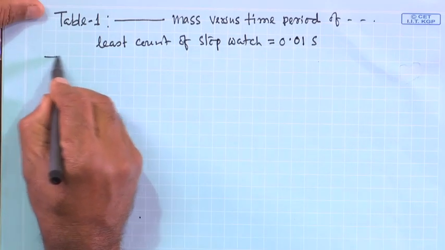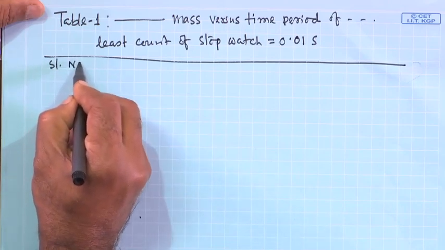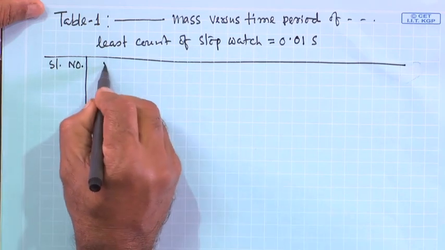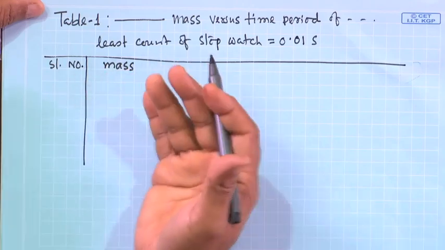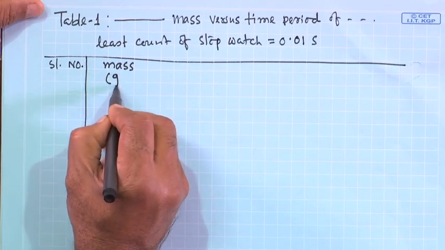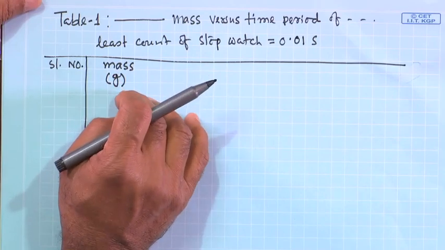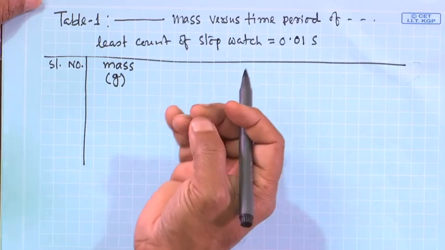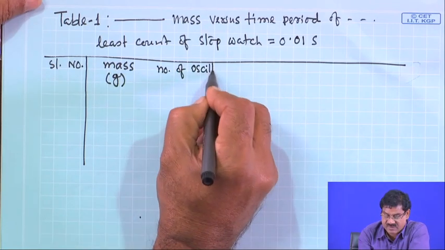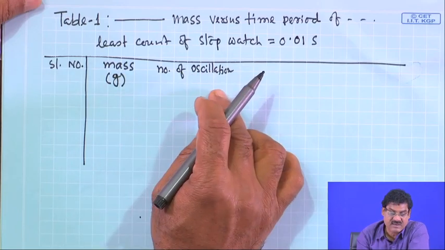And then you have to make a table. First, generally all the time we write the serial number, okay, meaning how many sets of data you are taking. So, this can be one column, and then the next column will be mass, the dependent mass we will apply and take readings. Then you should write G, generally we write G, for mass in gram. And then for each mass you take the number of oscillations, okay, number of oscillations, and then for this number of oscillations, what is the time.